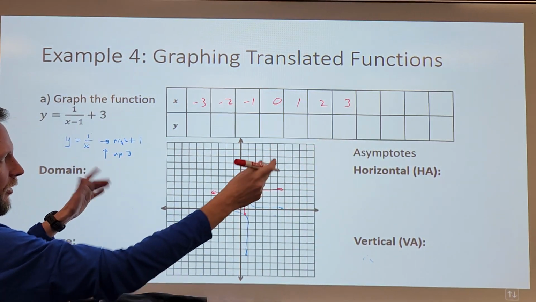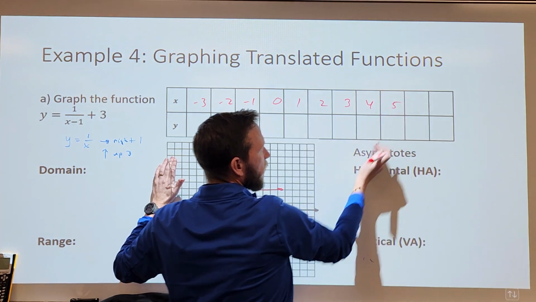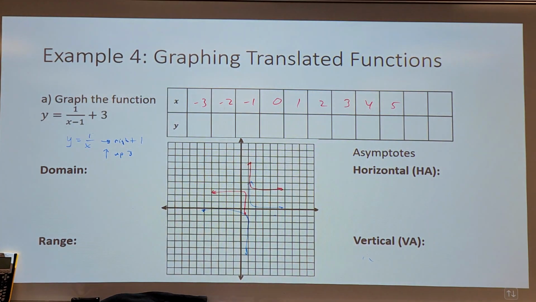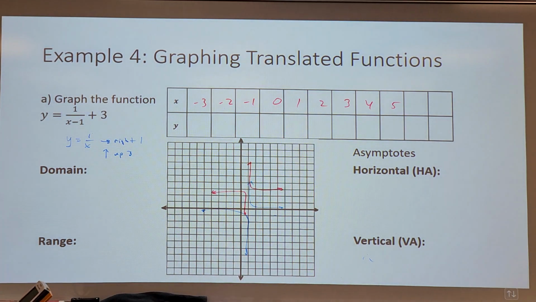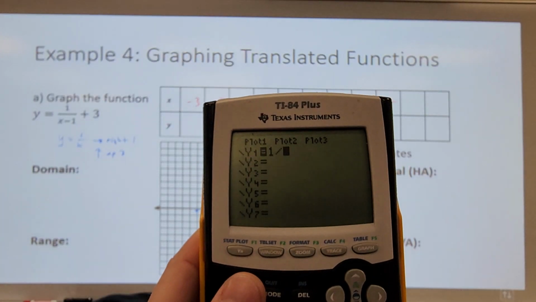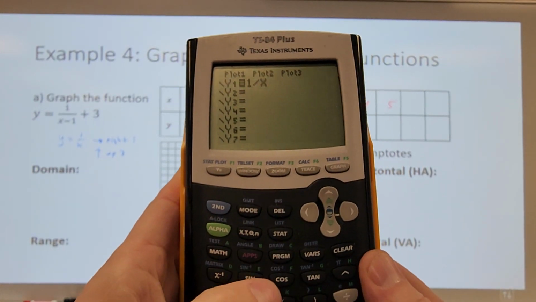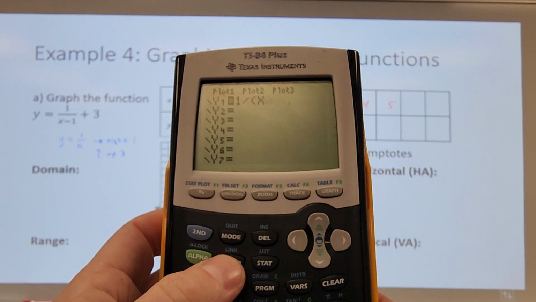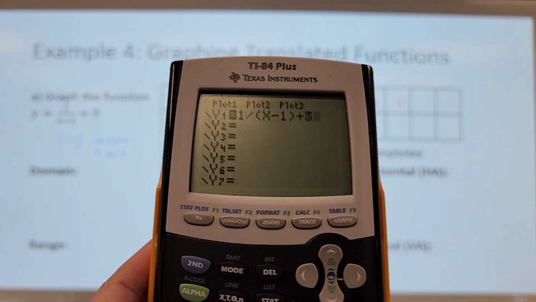All right, it might seem a little bit silly. I know I'm going to have to go a little bit farther over there, so whatever, we can handle that. And then let's see what our outputs are. Well, there is a setup in your grapher that can allow you to take your function, and watch how I type this. All right, I've got 1 divided by, let's see if it shows up. Here we go. 1 divided by, I need parentheses around that denominator. X minus 1, and then plus 3.